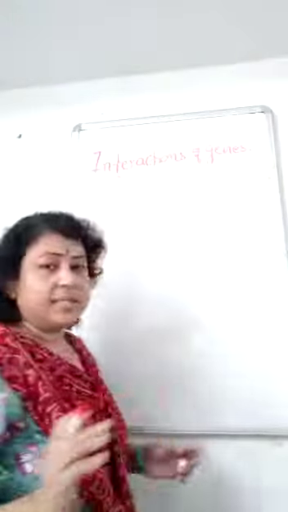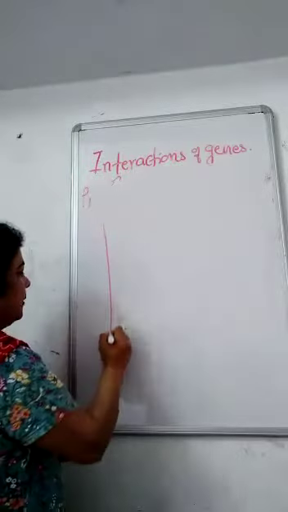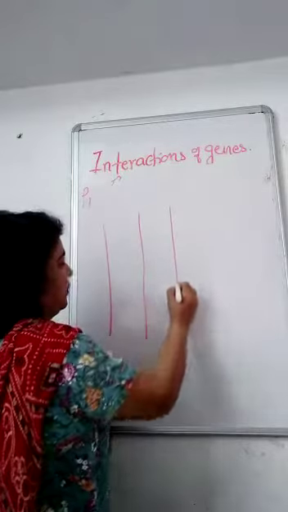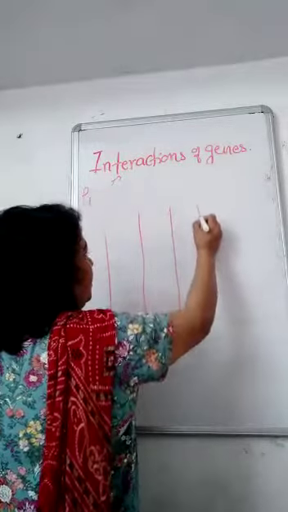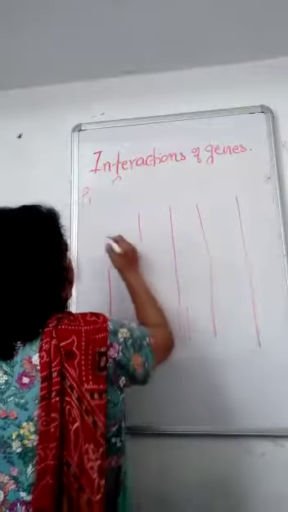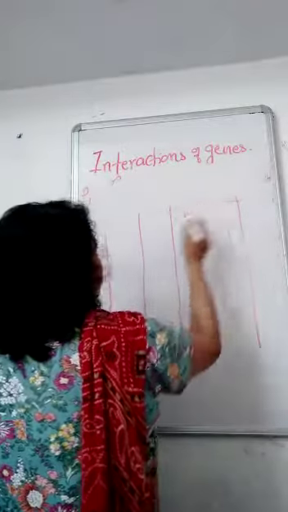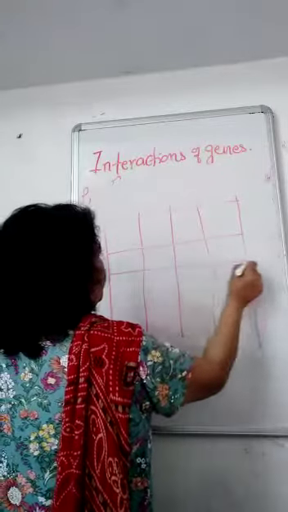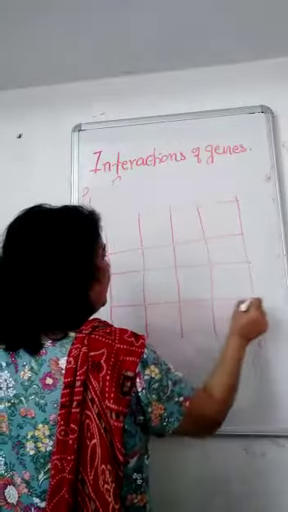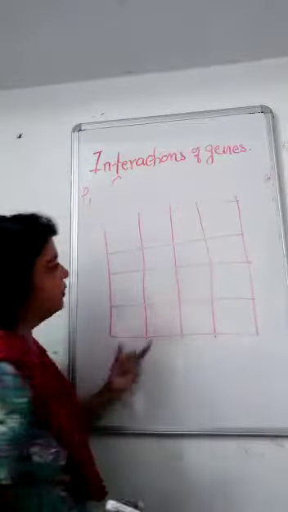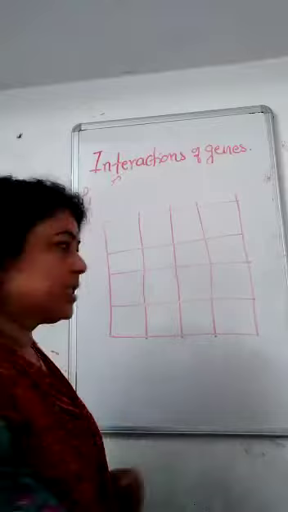So how many gametes are there? There are the 4 gametes. Okay. So draw a table. 1, 2, 3 and 4. 1, 2, 3 and 4. Okay. So it is a Punnett square.